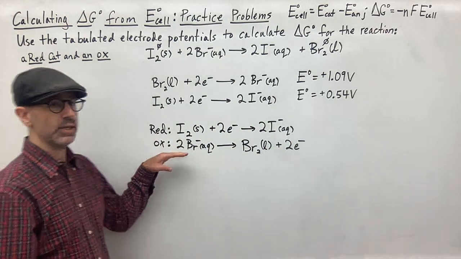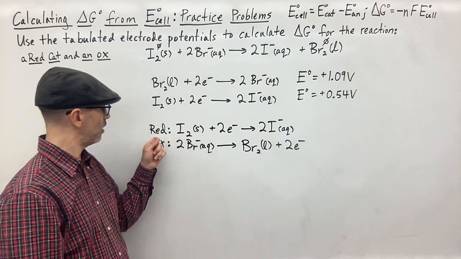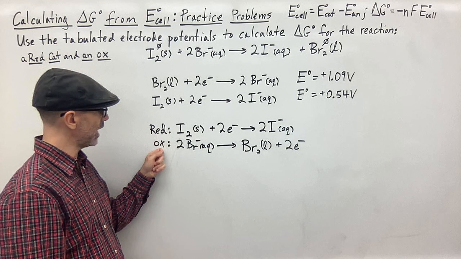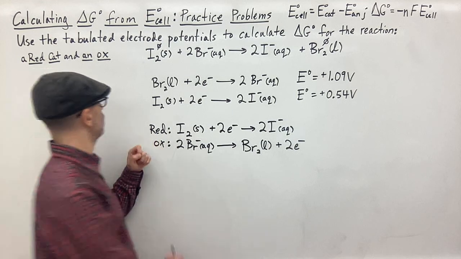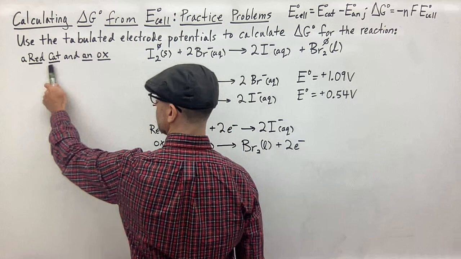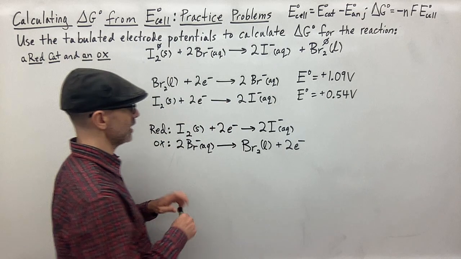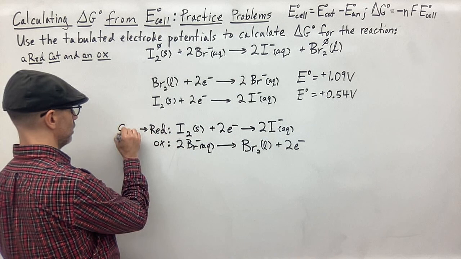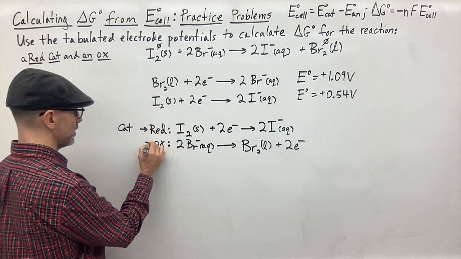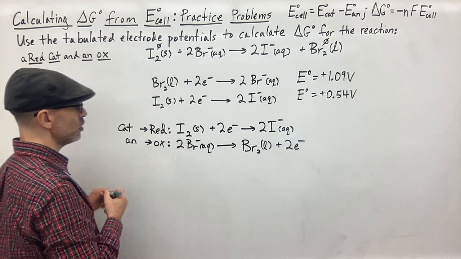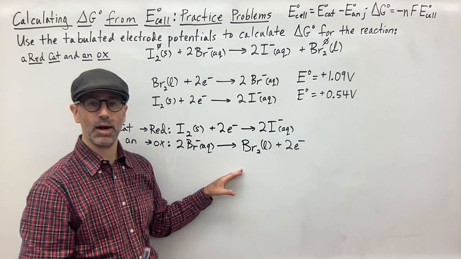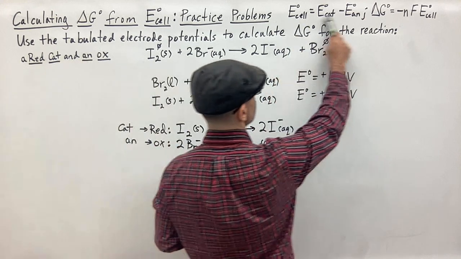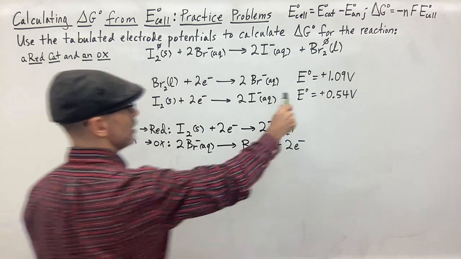And so now we know what's being reduced and what's being oxidized, the reduction and oxidation reactions. According to our mnemonic, a red cat means that reduction is happening at the cathode. So this is at the cathode, and therefore this is at the anode. So now we can calculate our standard cell potential by using this equation here. We can plug that in using these values here.